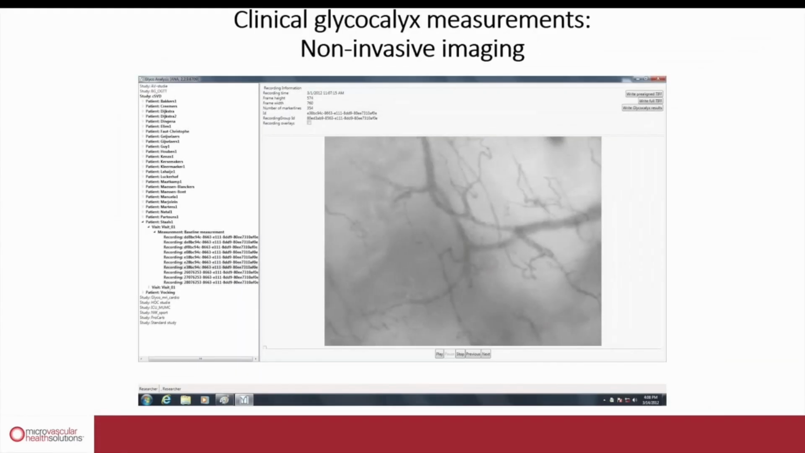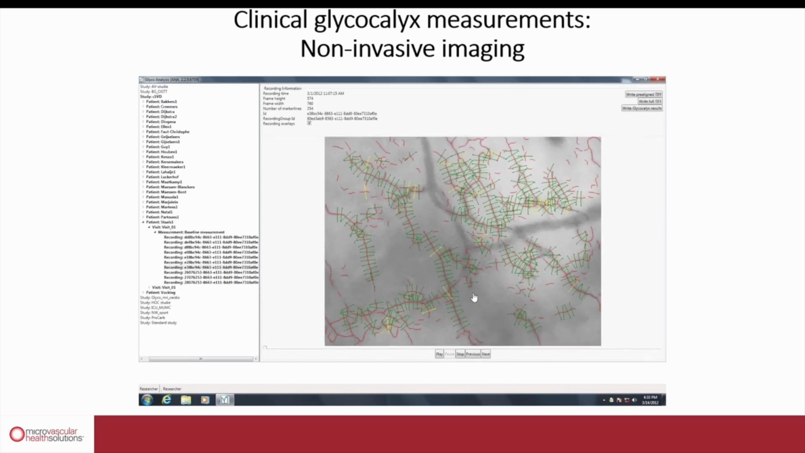As you have seen in the video of the GlycoCheck system, with the camera of the GlycoCheck system, we capture the live motion of red cells through all the microvessels in the sublingual tissue. And the GlycoCheck software automatically identifies all the vessels in these quality controlled videos.